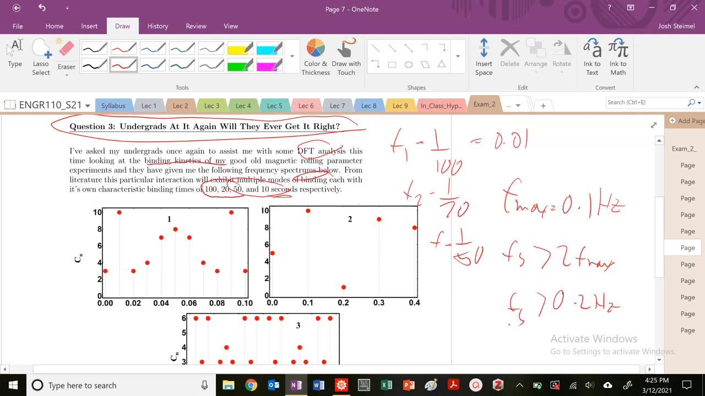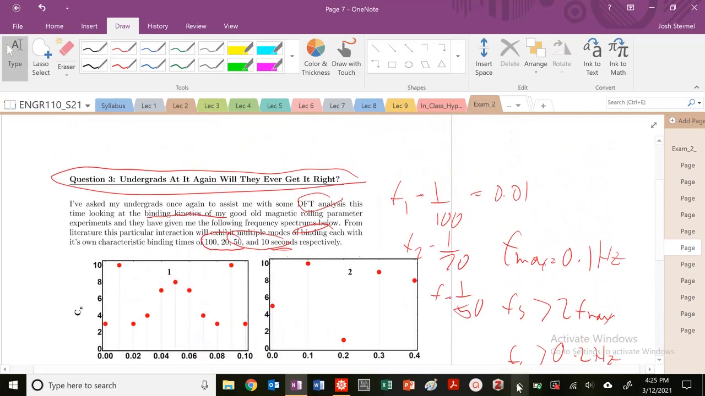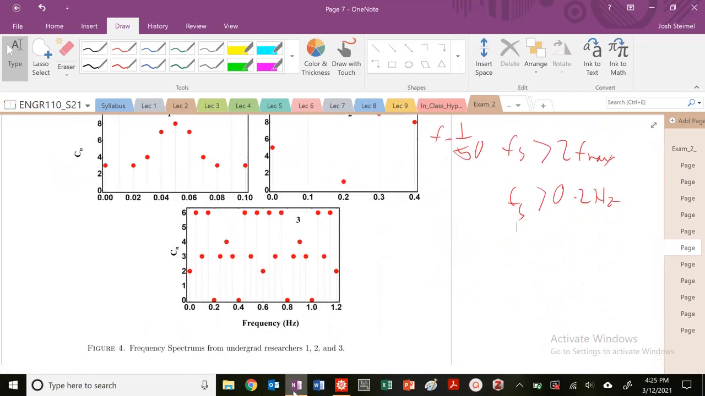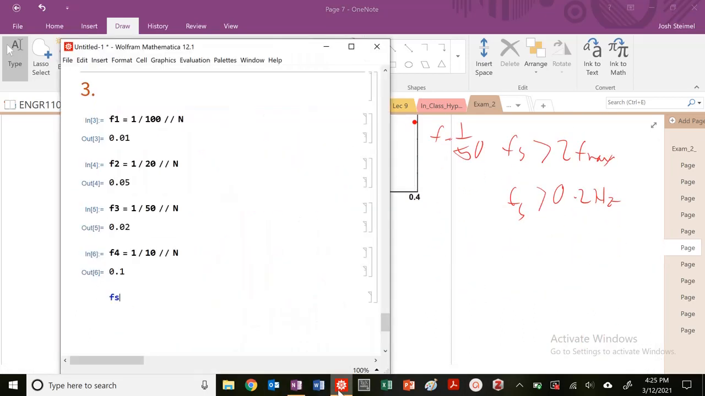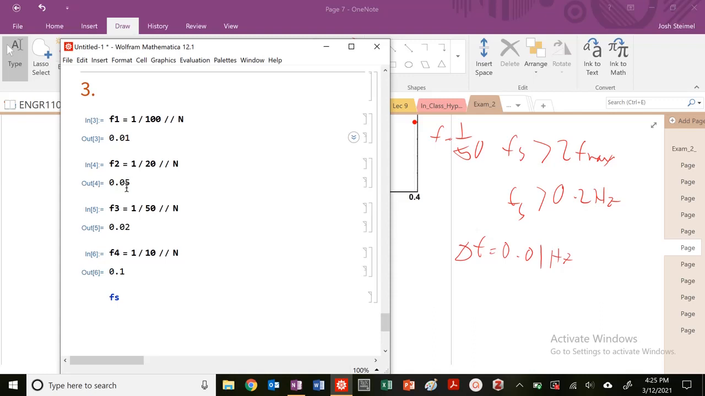Additionally, if I want to hit each of these values, once I pick my F sub S, I need to make sure I have enough frequency resolution to hit all these values. So that means I need a delta F of 0.1 hertz. Because if I do n times delta F, I'm going to be able to hit each of these values. So I'll hit this one. When it's 2 times delta F, I hit this. When it's 5, I hit this. When it's 10, I hit this. So this is the delta F I need.